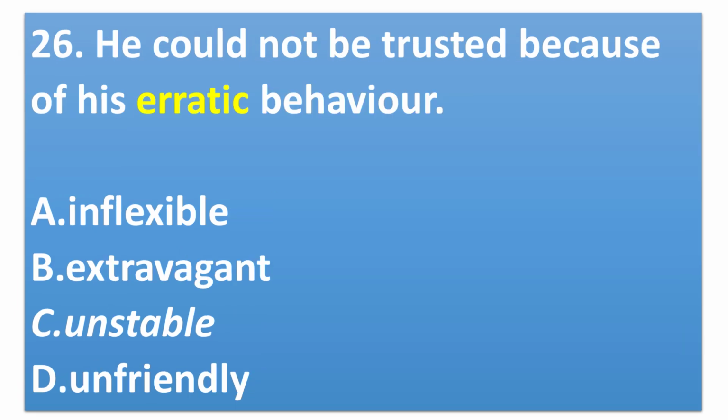Question 26. He could not be trusted because of his erratic behavior. A. He could not be trusted because of his inflexible behavior. B. He could not be trusted because of his extravagant behavior. C. He could not be trusted because of his unstable behavior. D. He could not be trusted because of his unfriendly behavior. The correct answer to this question is C. He could not be trusted because of his unstable behavior.